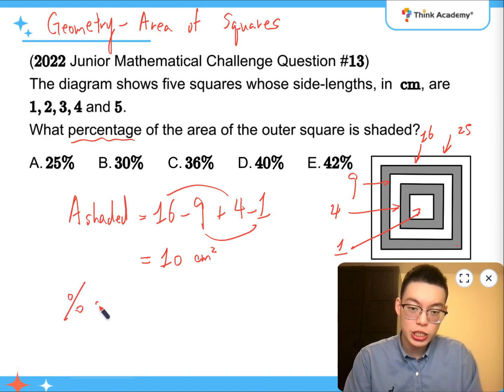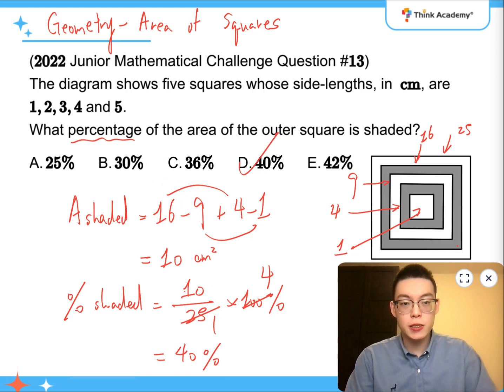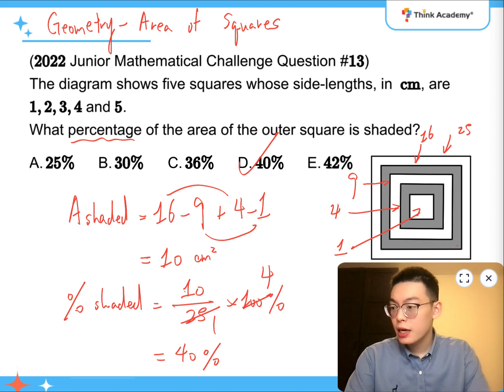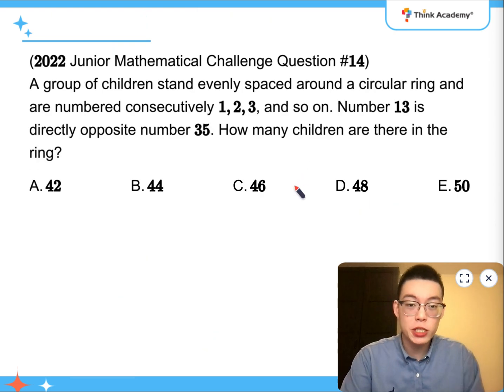So the percentage shaded is equal to the shaded area over the total area times 100%, which 100 is 4 times 25. So 10 times 4 is 40, that's equal to 40%. So D is the answer for this question. All right. And then, so we have question number 14.